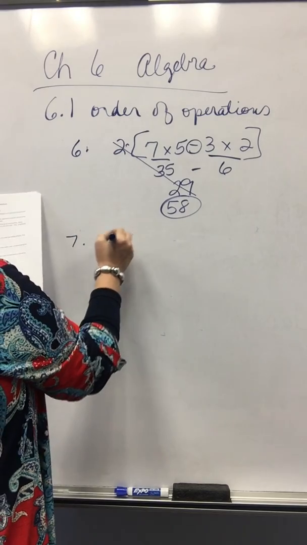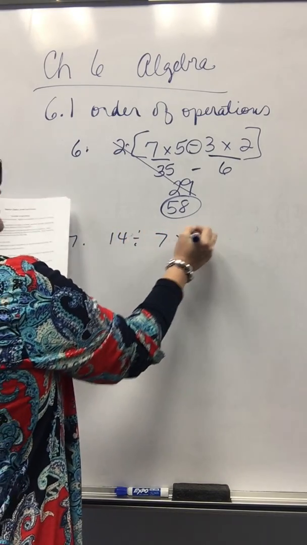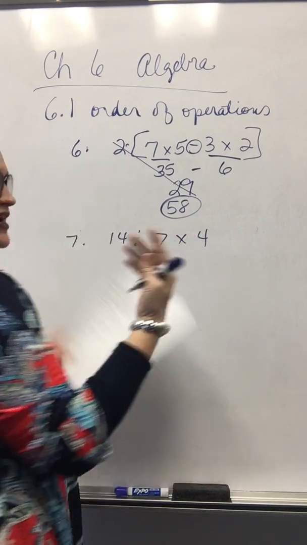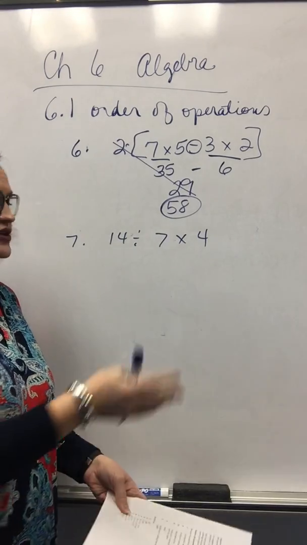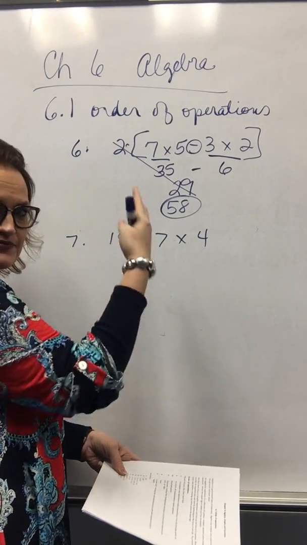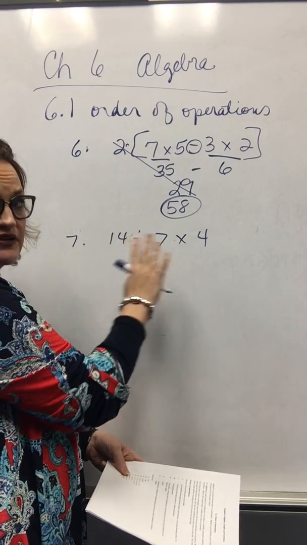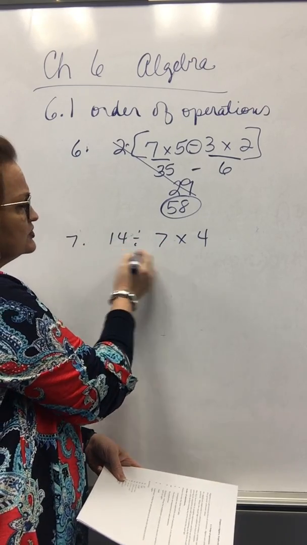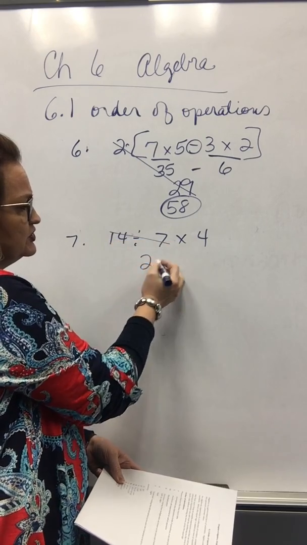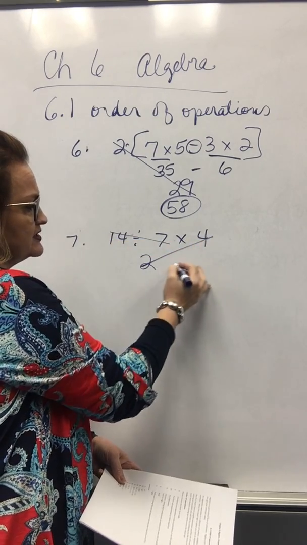Number 7, 14 divided by 7 times 4. So it's a divide and a multiply. And this, I guess, was to make my point earlier that you don't multiply and then divide like PEMDAS says. These are on the same level, so you do them from left to right, any multiply and divide. So you should do this divide first and get 2, then proceed 2 times 4 is the 8.